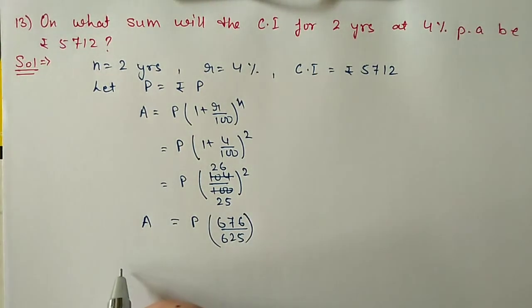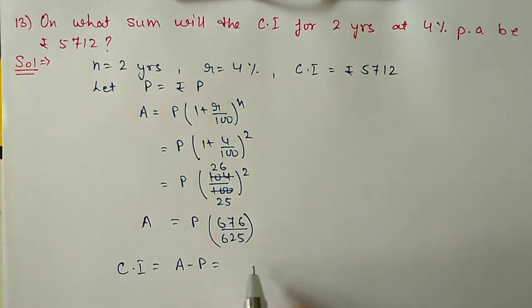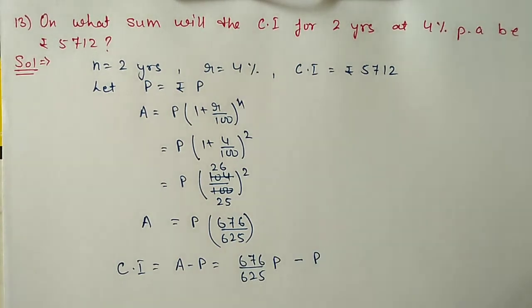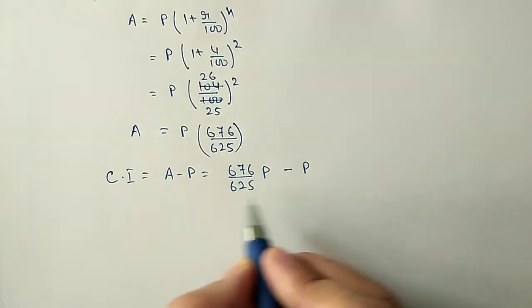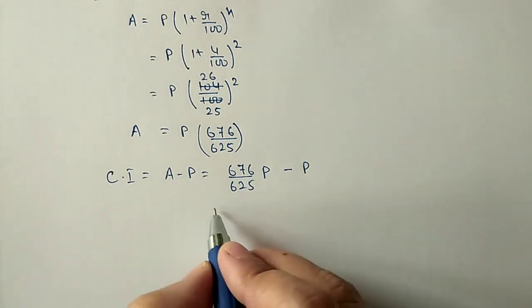Now we will calculate compound interest, which is A minus P. The amount we have calculated, 676 by 625 P minus P. Now we have to make both denominators the same. So for that, because 625 is there, up and down we will include 625.